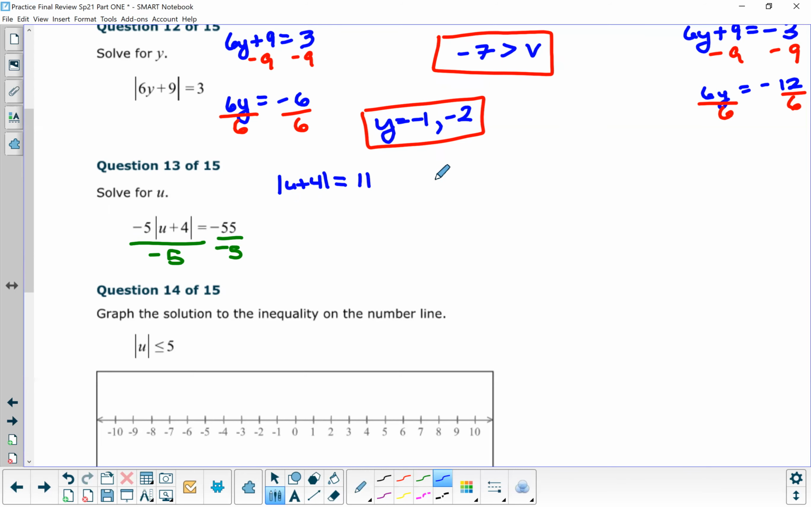Now we write our two equations, which are u plus 4 equals 11 and u plus 4 equals negative 11. So I'm going to subtract 4 on each side. And that gives me u equals positive 7. And then on the other side, we get u equals negative 15. So we have u equals 7 and negative 15.